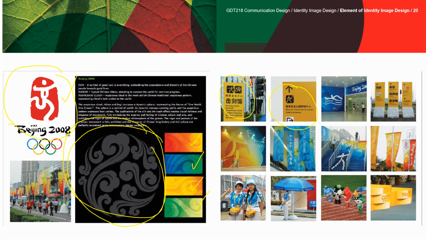The typography here for Beijing 2008 is different from Torino. The pictogram, the application of the pictogram. The layout consistency of signage design. Stage design, mascot design. So it seems like a little bit of similarity based on the colors, yet for the overall look the differences are there. Even though the color palette seems a bit similar to Torino, the whole look of the identity image design is different.